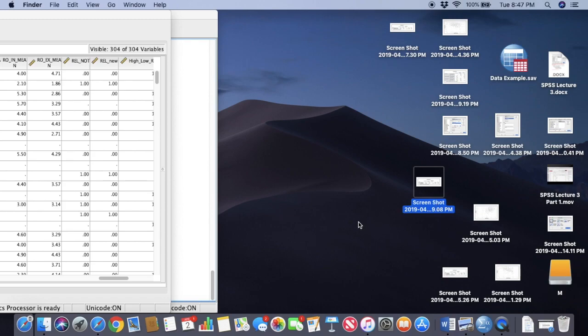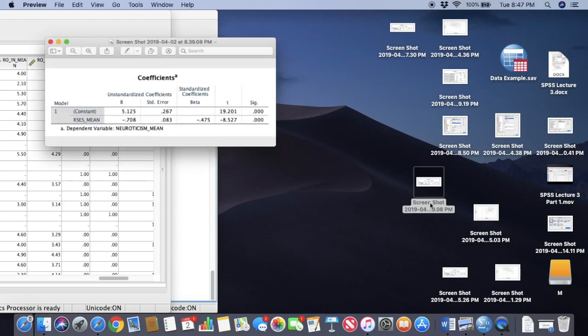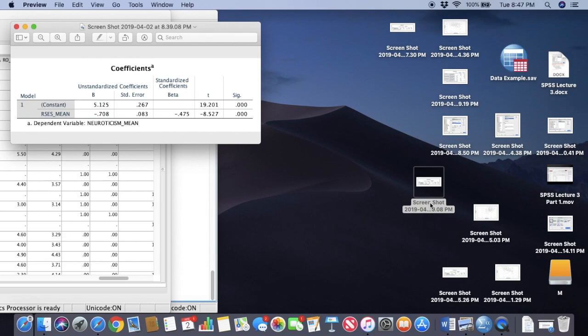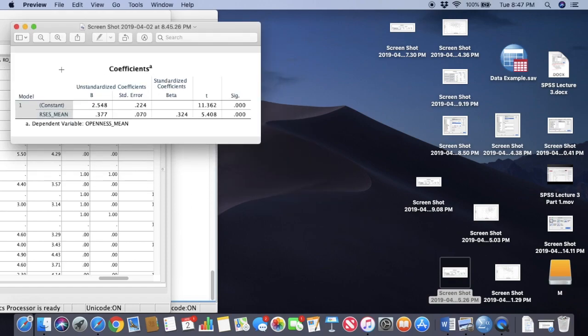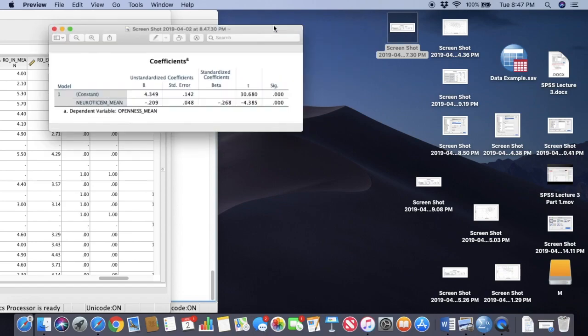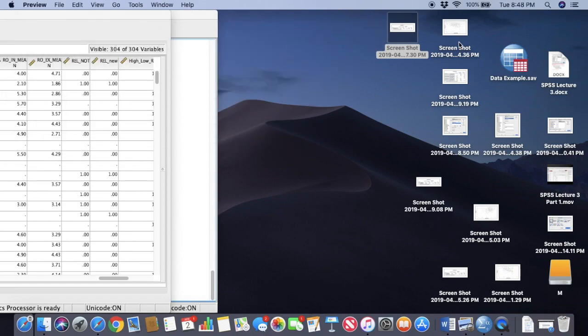Is it this one? No, that doesn't look to be the right one. I think it's this one. No, not that one either. Yeah, this is the right one.